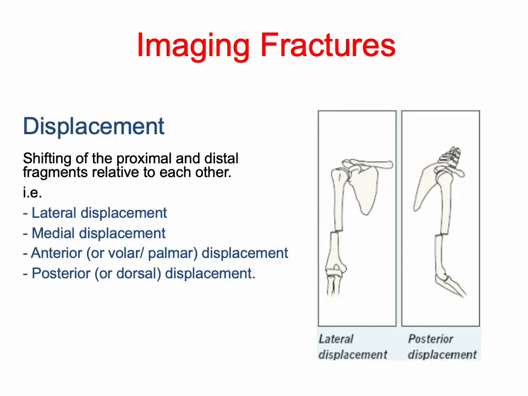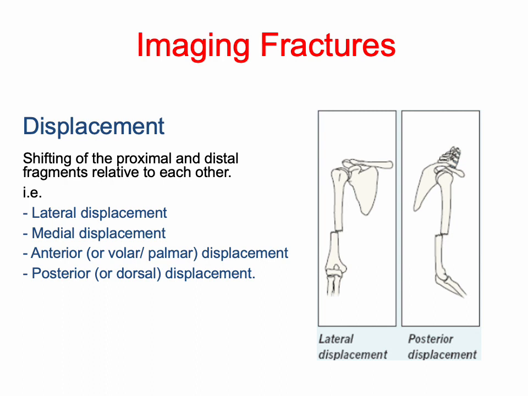Displacement is shifting of the proximal and distal fracture fragments relative to each other, and it's usually described in terms of the distal fracture fragment relative to the proximal fracture fragment. So in this, we can see that the distal fracture fragment has been laterally displaced from the proximal fracture fragment, and on the right, posteriorly displaced against the proximal fracture fragment.